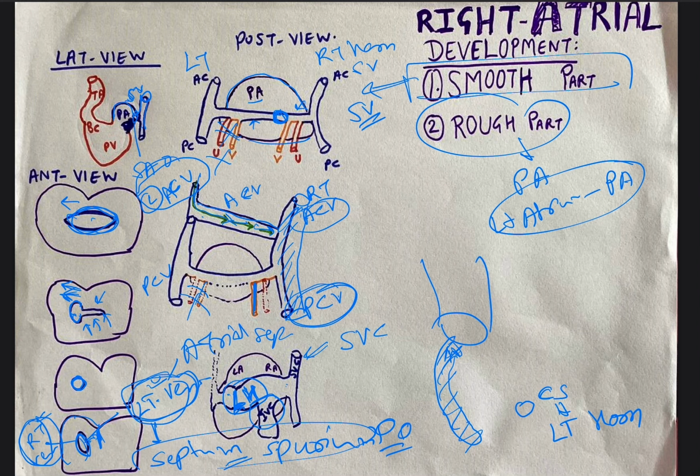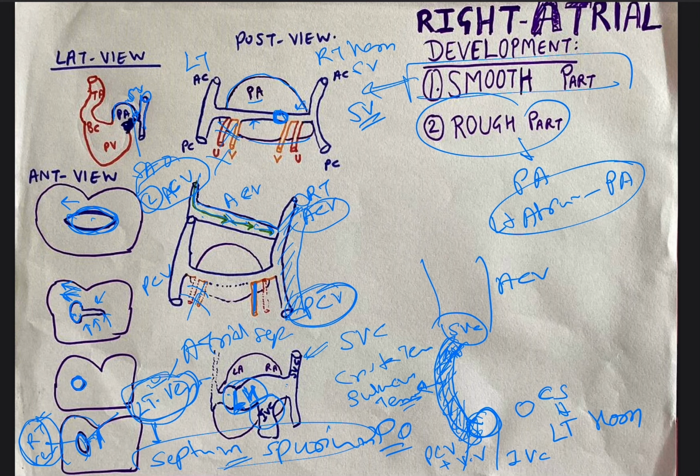SVC is formed through the anterior cardinal vein. This is IVC, which is formed through the posterior cardinal vein and vitelline vein. And the right venous valve will form the sulcus terminalis or crista terminalis. I will explain it, don't worry.